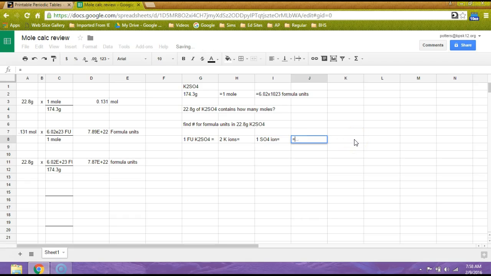There's also, if I want to pick this apart, 1 sulfur and 4 oxygens, equals 4 oxygen atoms. So here we call them atoms because those are a part of the sulfate ion.